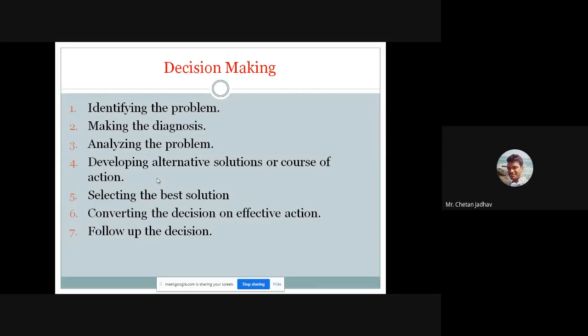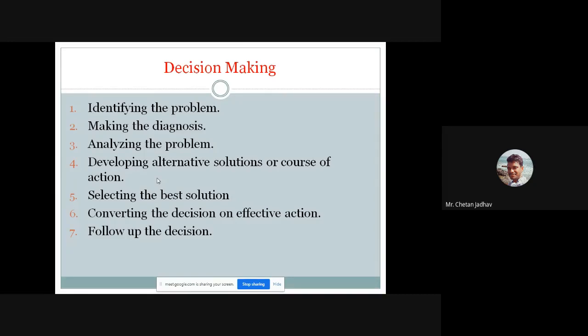Next, converting the decision into effective action. Whatever we have divided into groups depending upon the different problems, for that problem we have already given a best solution. So from that best solution, we have to convert that problem into the effective action. Means using the effective action, we can convert our solution into the best decision.